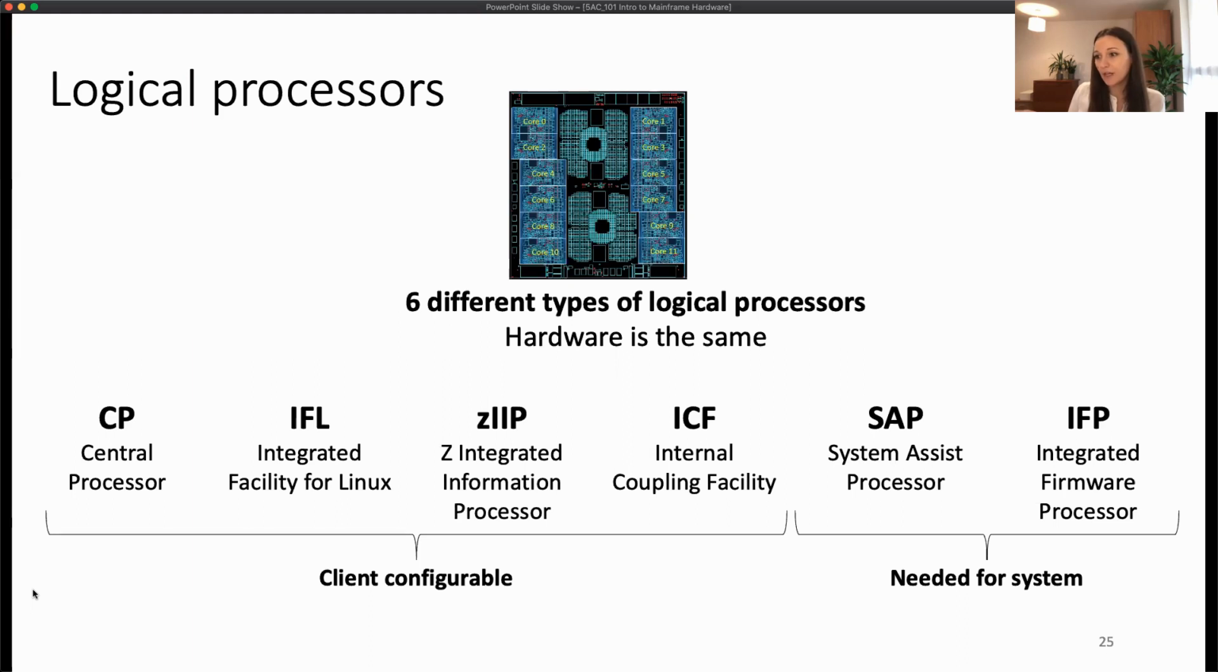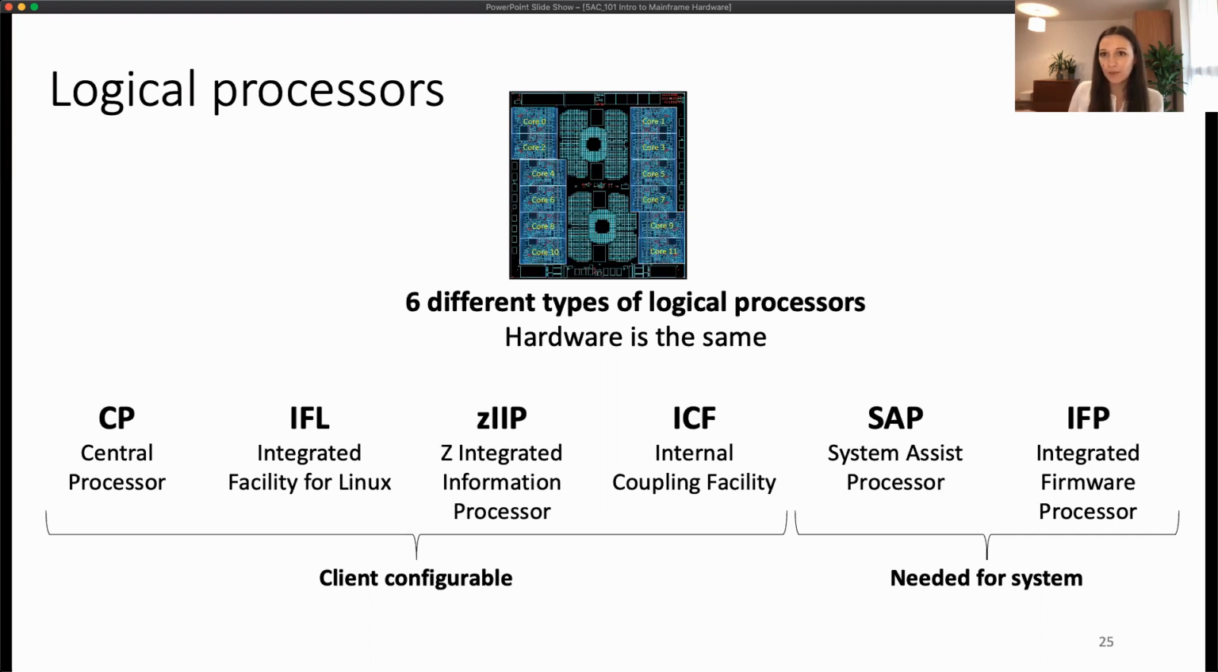Then we have IFL processors, the Integrated Facility for Linux. Those are specifically for running Linux on the mainframe. You can also run Linux on the CPs, but from a licensing perspective, there are cost advantages to running Linux on the IFL.